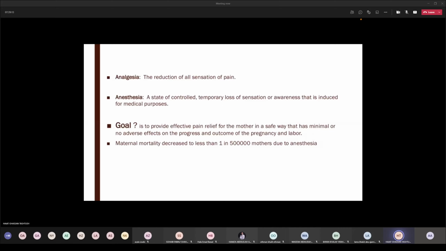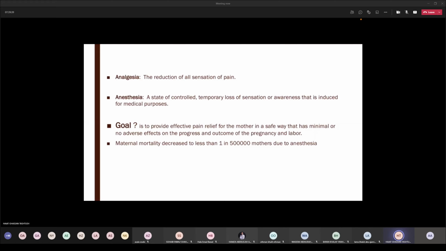Induced for medical purposes. بالعادة pregnant lady المين إيش اللي بتيجي عندها للمستشفى اللي هي الألم الطلق، فبالتالي إحنا المفروض نستخدم الأنجيزيا والأنستيزيا. والجول تاعها إنه to provide effective pain relief for the mother in a safe way. Safe way معناته في عنا minimal or no adverse effects on the progress and outcome of pregnancy and labor.